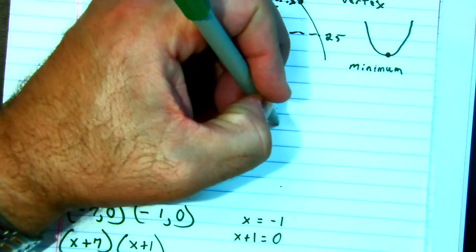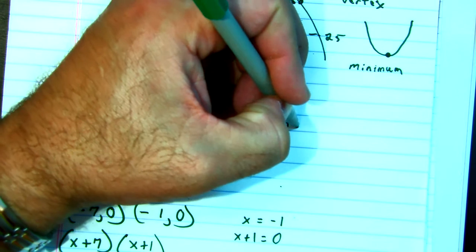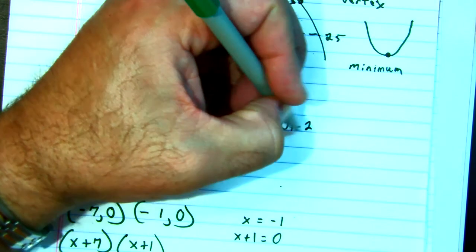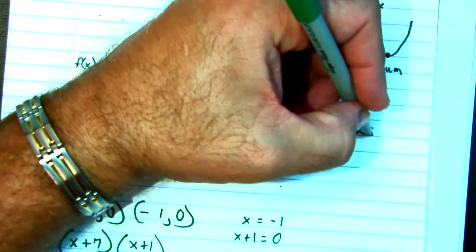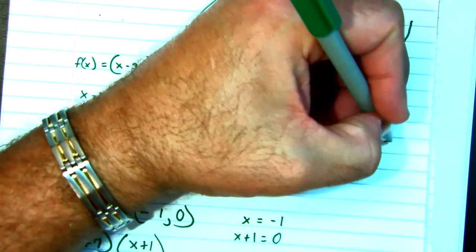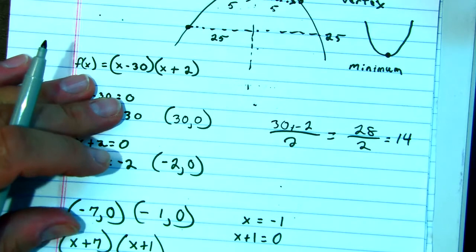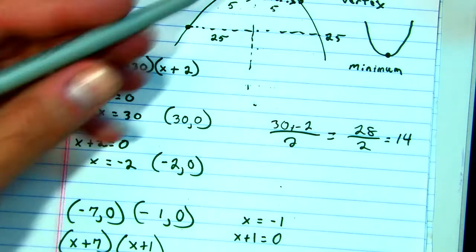So if I add 30 and negative 2, I get 28, divided by 2 is 14. So my axis of symmetry would be at 14.